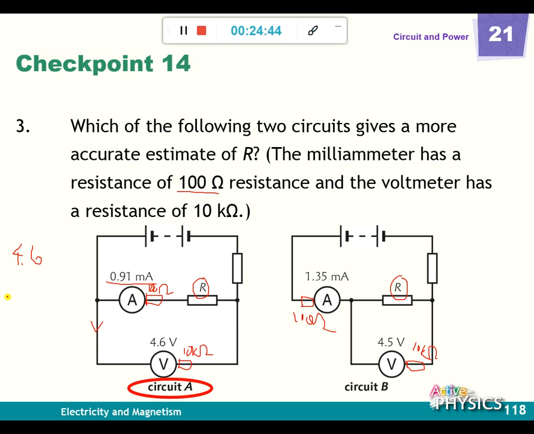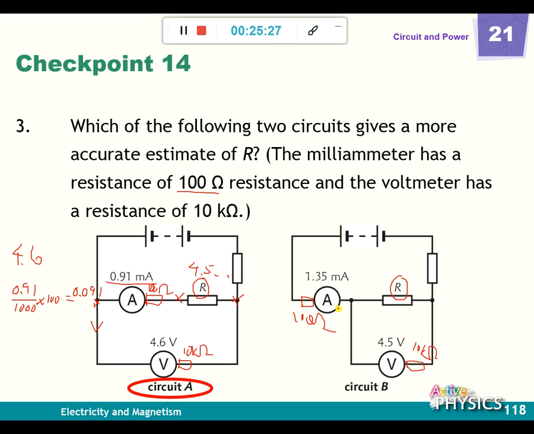But you know the current. So this one, 100, means that this one is 0.91 mA. It means 0.91 over 1000 and then times 100 ohm. Then you can see that the potential drop across the ammeter after the calculation should be 0.091. Okay, but between this point and this point it is at least 4.6. Okay, and after the calculation you can see that the potential drop across R will be 4.5 something.